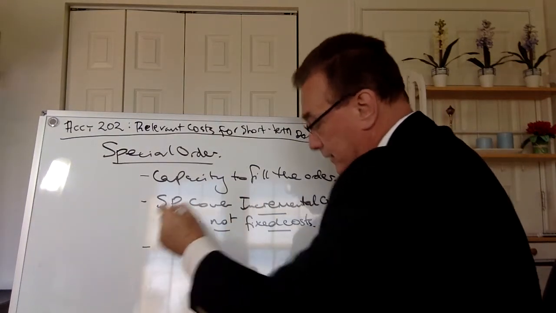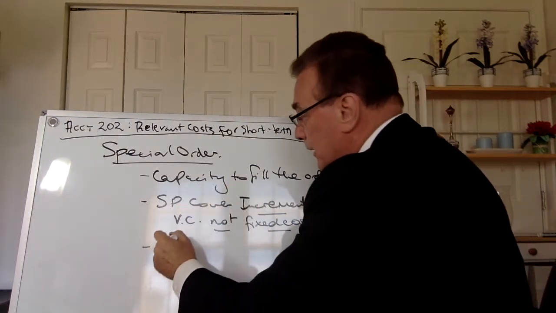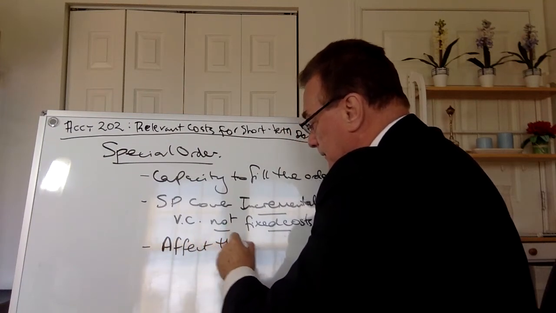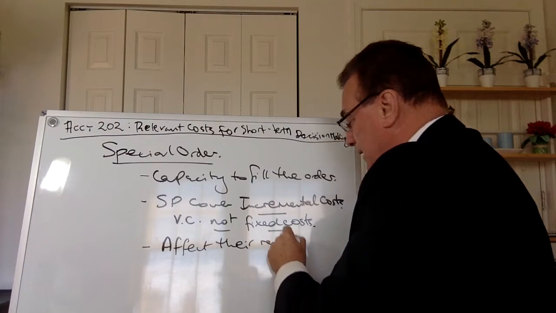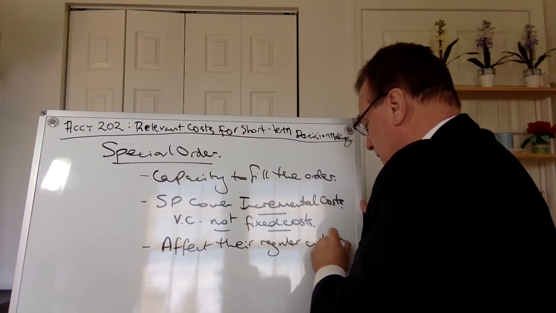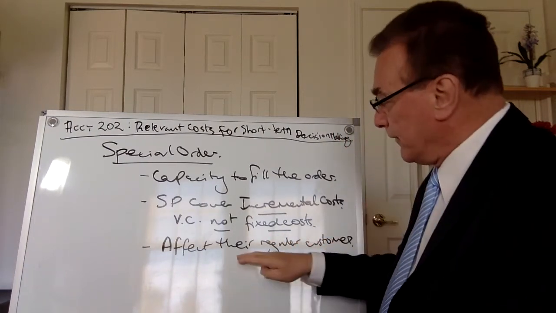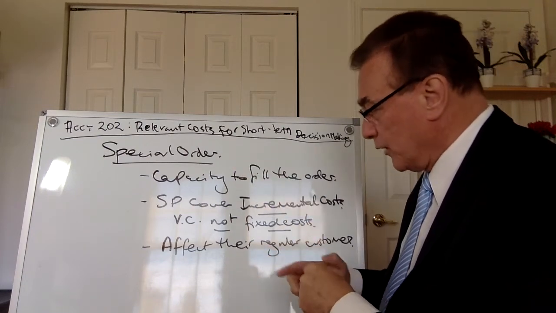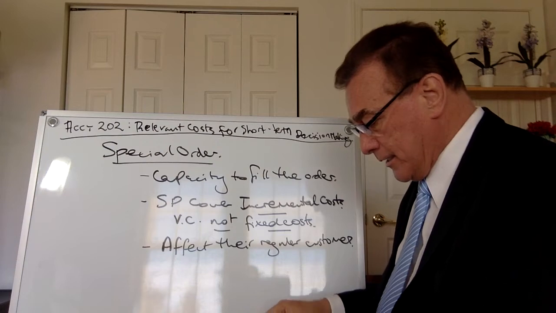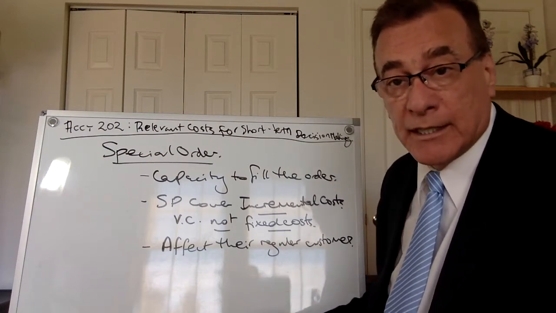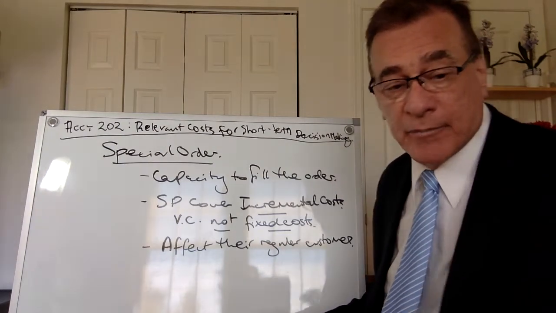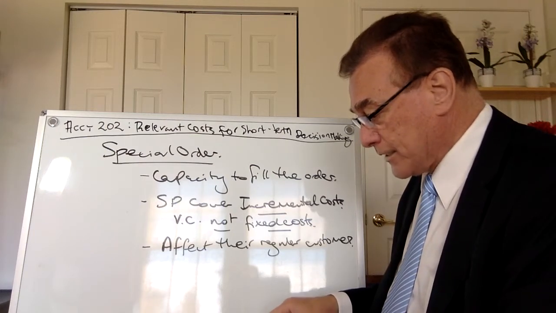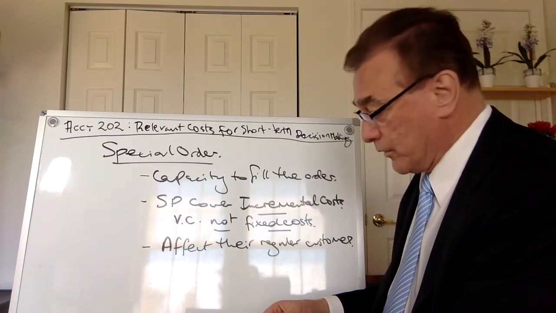And the third thing to consider is, will the special order affect their regular customers? What that means is, if other companies hear about the special order price, will they approach Nike and say, look, we want you to sell us caps for the same price that you sold to them? And so Nike has to consider all of those options with a special order.